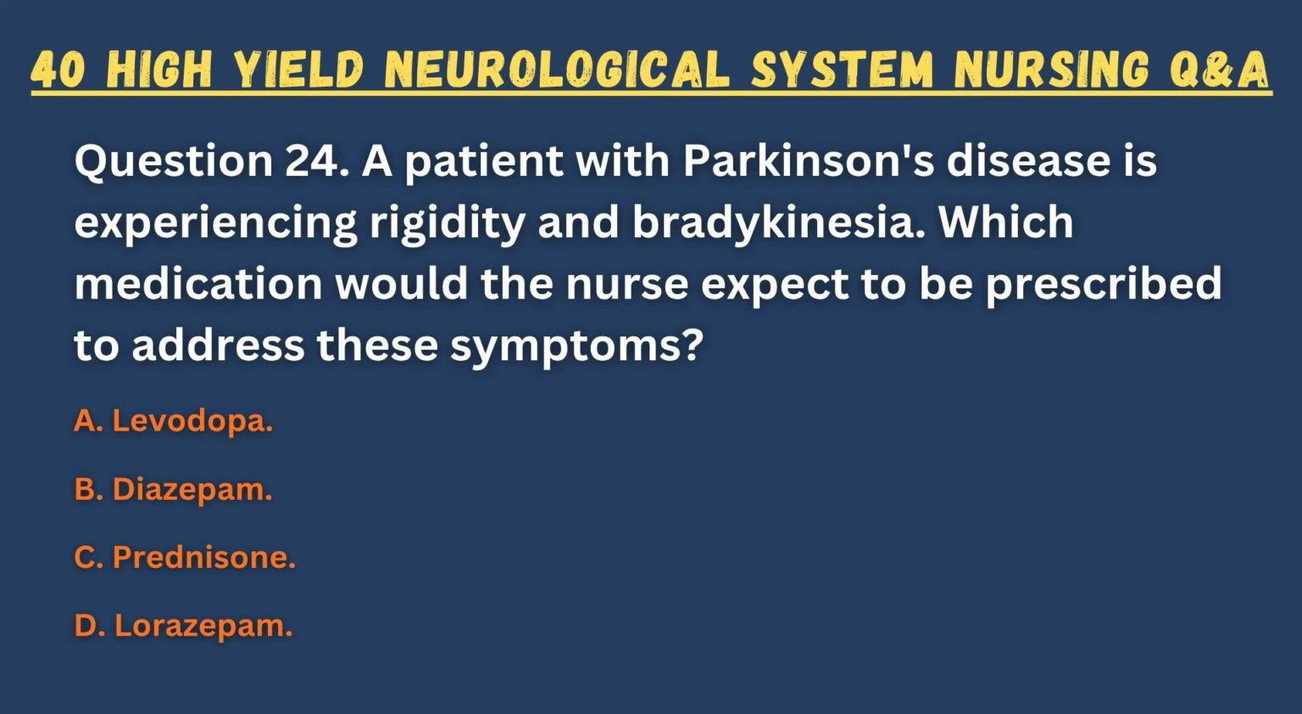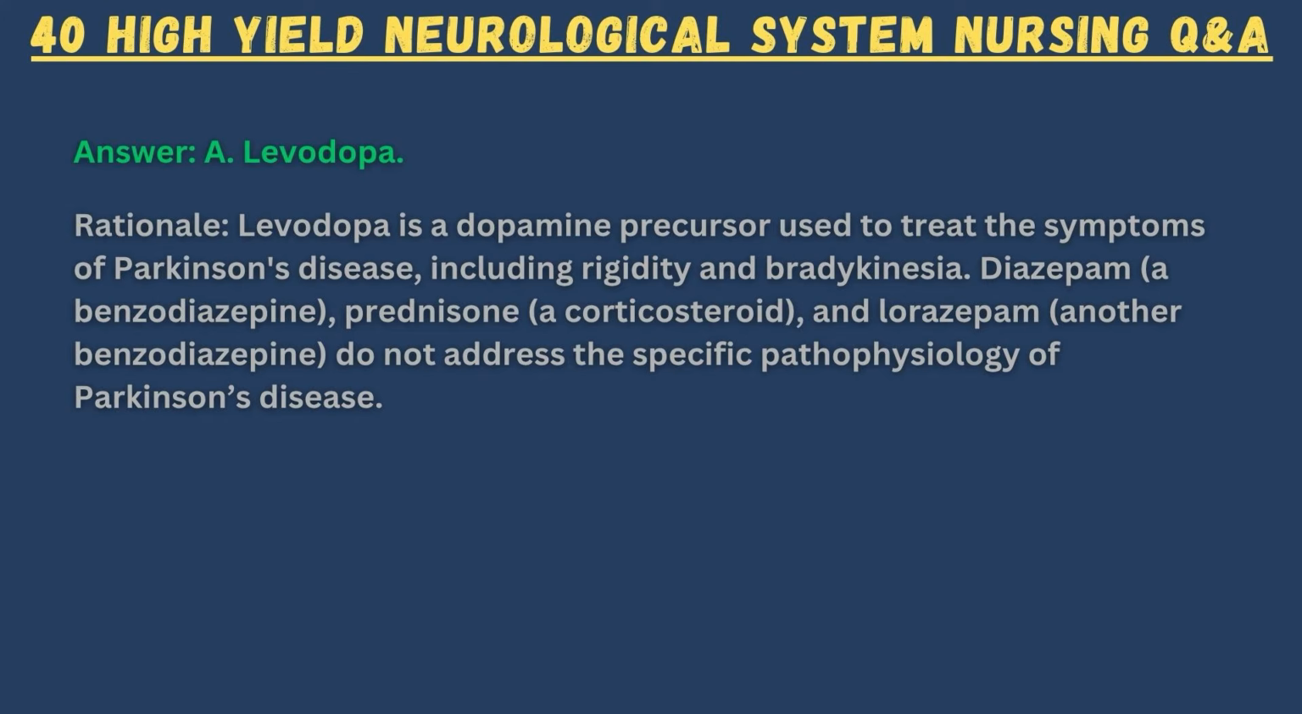Question 24. A patient with Parkinson's disease is experiencing rigidity and bradykinesia. Which medication would the nurse expect to be prescribed to address these symptoms? A. Levodopa. B. Diazepam. C. Prednisone. D. Lorazepam. Answer. A. Levodopa.